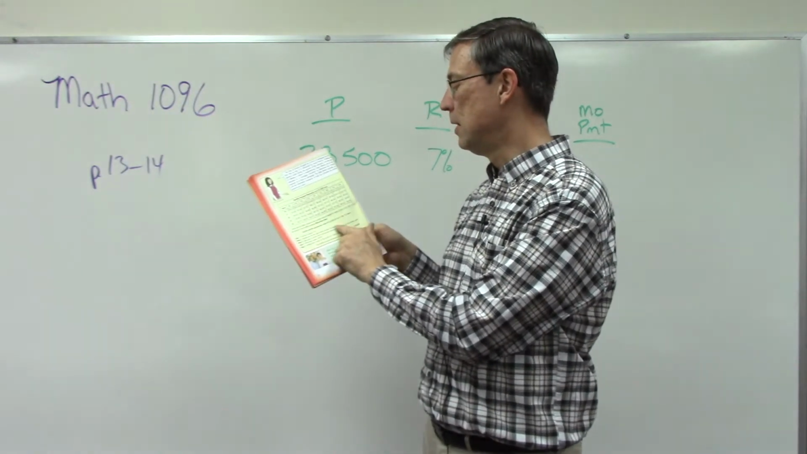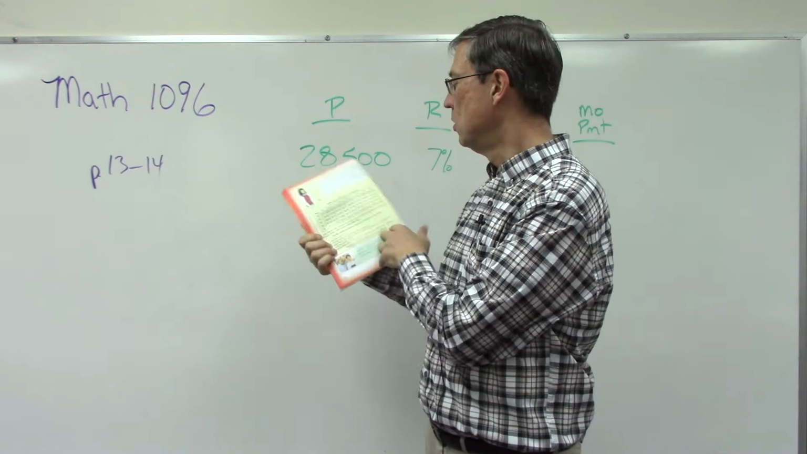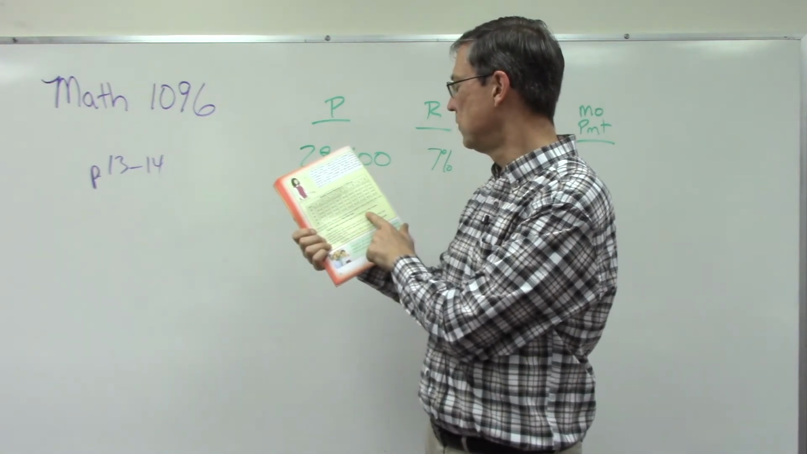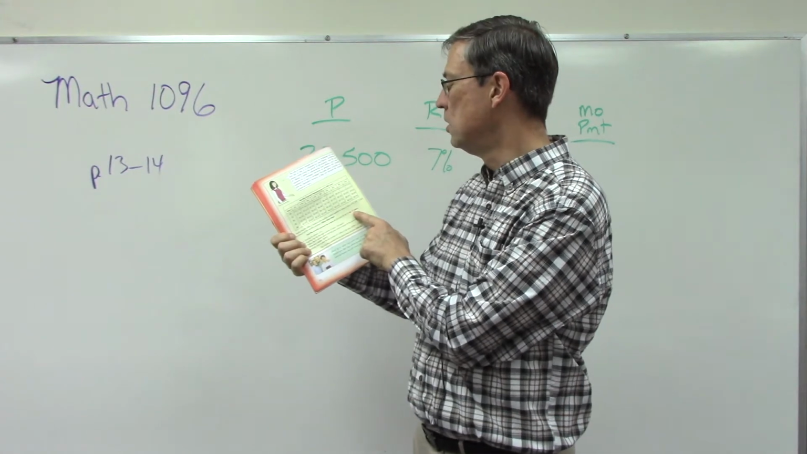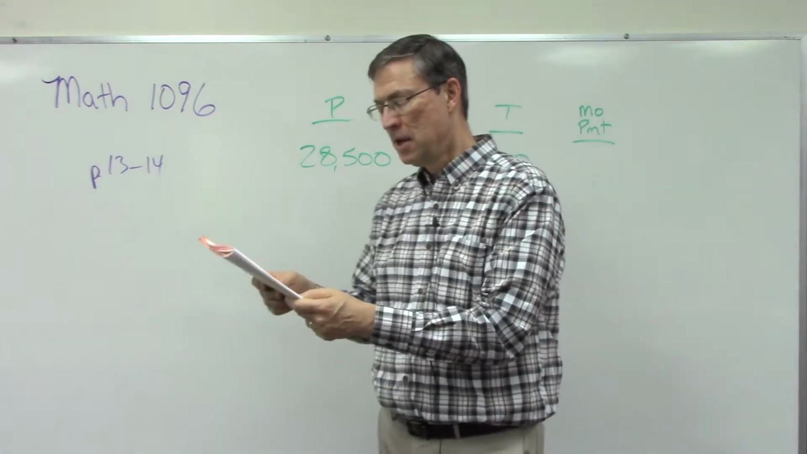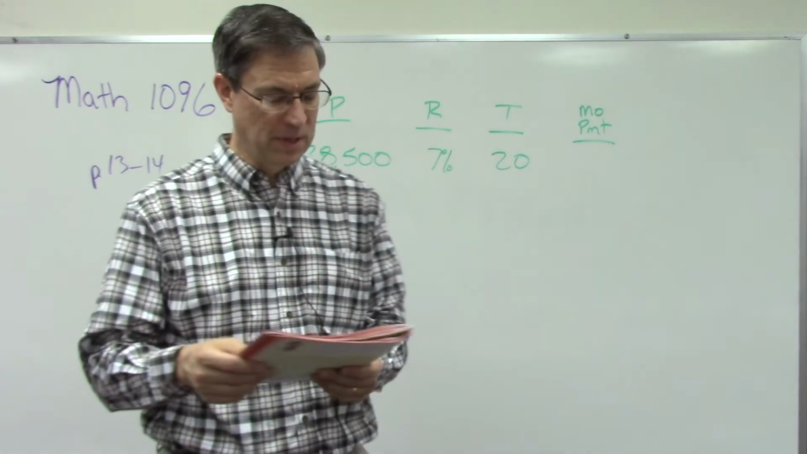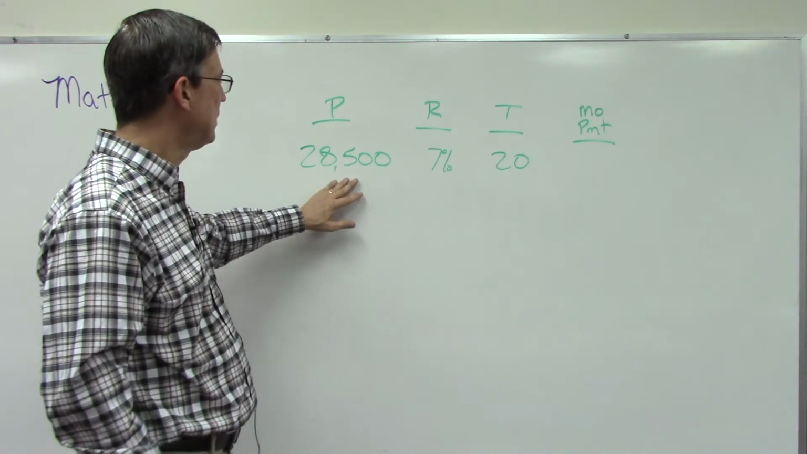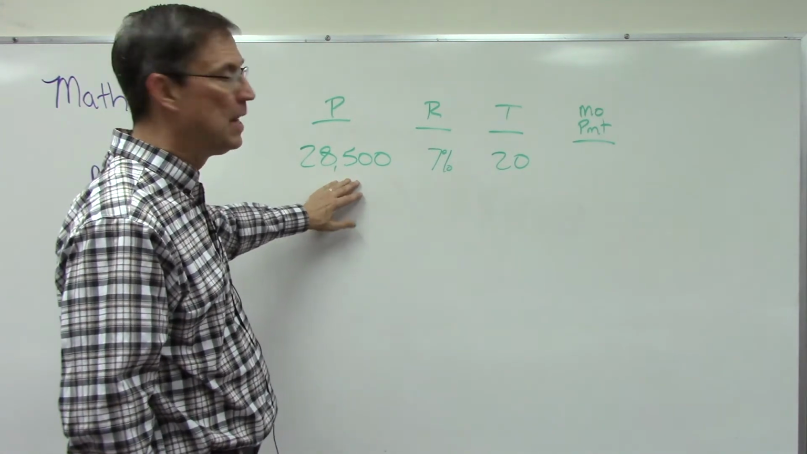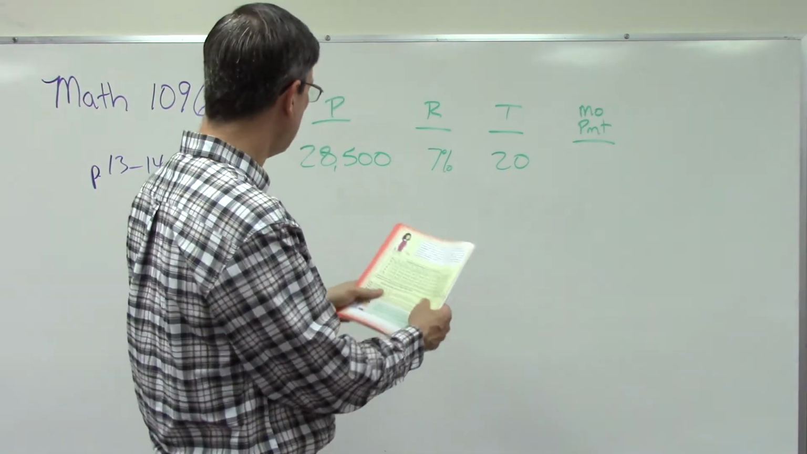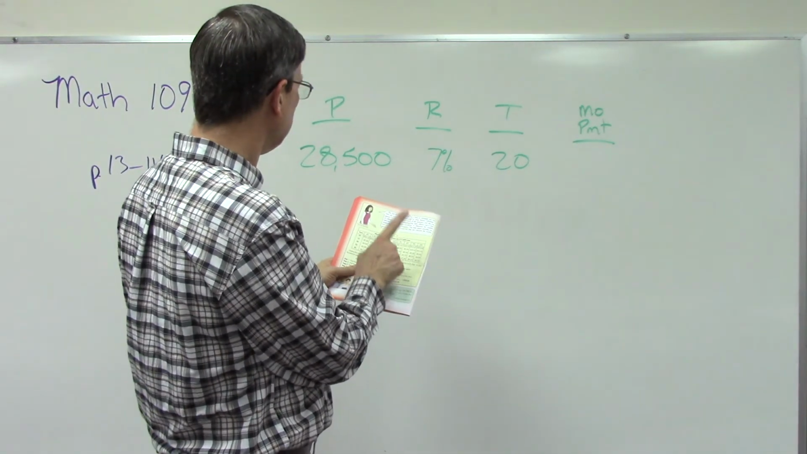And they do a short example down here, $40,000, 5% for 15 years, and walk you through that. But I want to just clarify something here. I'm looking at question number 7, which says there's $28,500, and the rate is 7% for 20 years. So let's look at the chart and try to find that number.